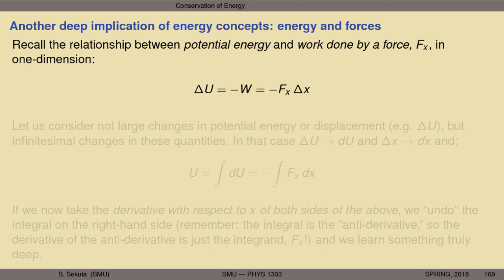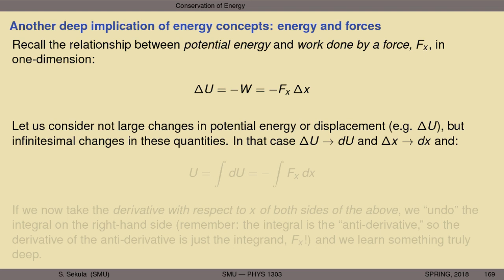Now, let's consider not large changes in potential energy or displacements, big delta U's, big delta X's, but infinitesimal changes, and also the possibility that the force itself is a function of distance, position in space, that when you subtly change the location in space that the force is acting, the force itself also changes. We've encountered one of these directly so far, and that is the spring force. But there are other forces, for instance, the force described by Coulomb's law for electricity, the electric force, that is similarly variable based on position.